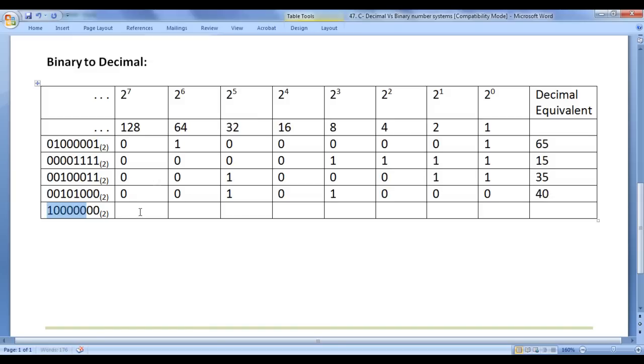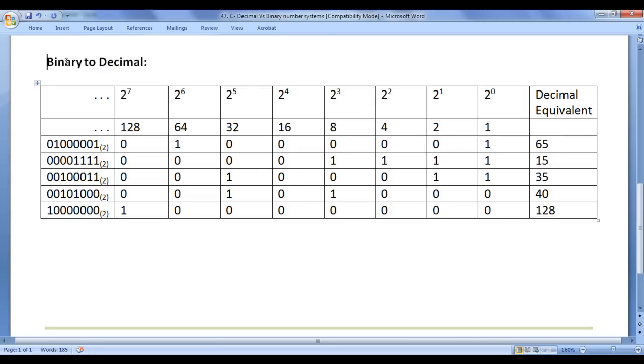Let's convert this. 1, 0, 0, 0, 0, 0, 0, 0. So what does this binary number indicate, guys? We have 128. So it indicates 128 in the decimal number system. So that is how you convert any binary number to a decimal equivalent number, guys. I hope you guys have clearly understood.